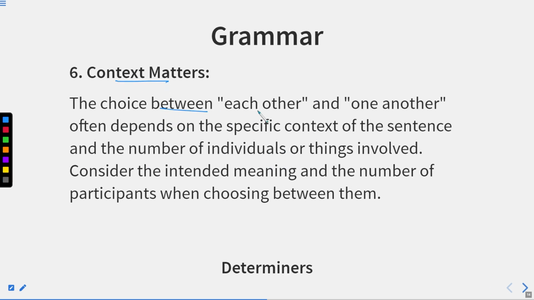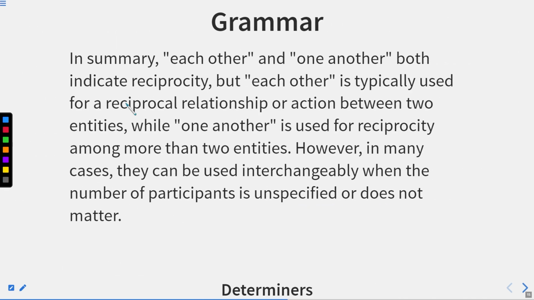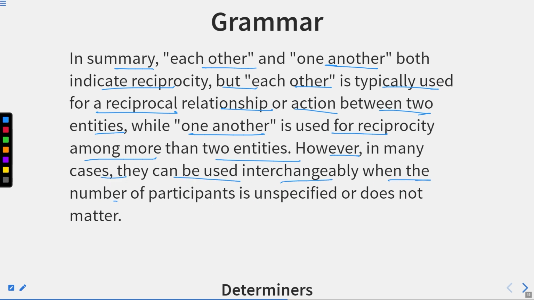Context matters. The choice between each other and one another often depends on the specific context of the sentence and the number of individuals or things involved. Consider the intended meaning and the number of participants when choosing between them. In summary, each other and one another both indicate reciprocity, but each other is typically used for a reciprocal relationship or action between two entities, while one another is used for reciprocity among more than two entities. However, in many cases, they can be used interchangeably when the number of participants is unspecified or does not matter.